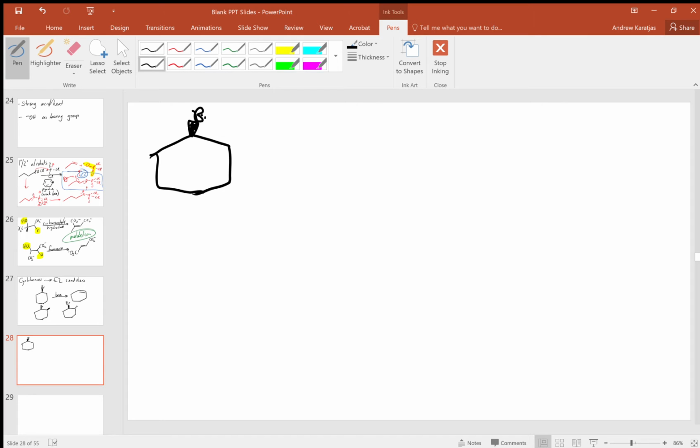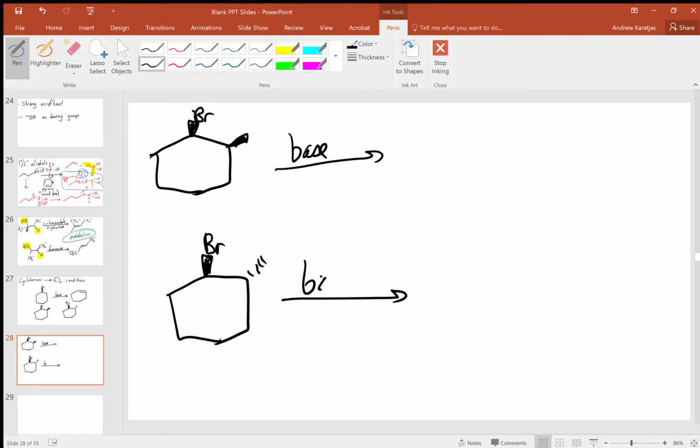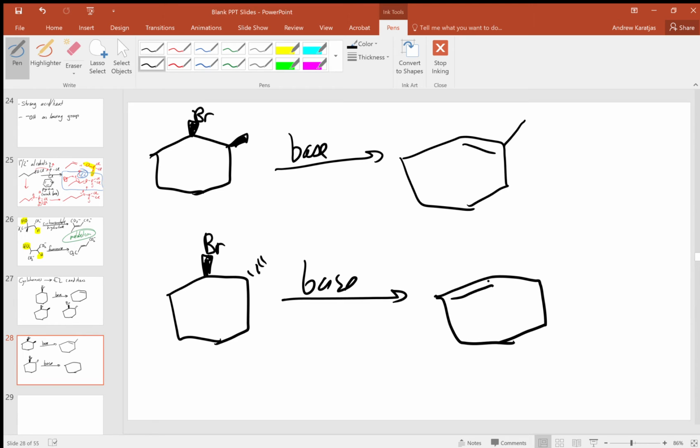So recall that we've said that in general eliminations like to give us the more substituted alkene. And in the first molecule, that's exactly what we get. We get the more substituted alkene. But in the second case, we get something unexpected. We get the less substituted alkene. Why is that?